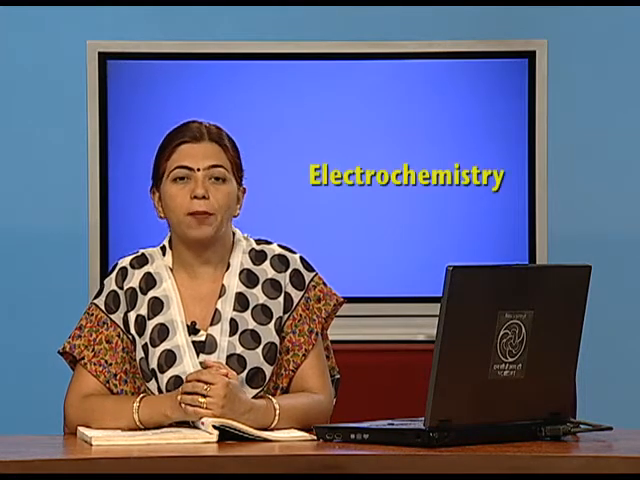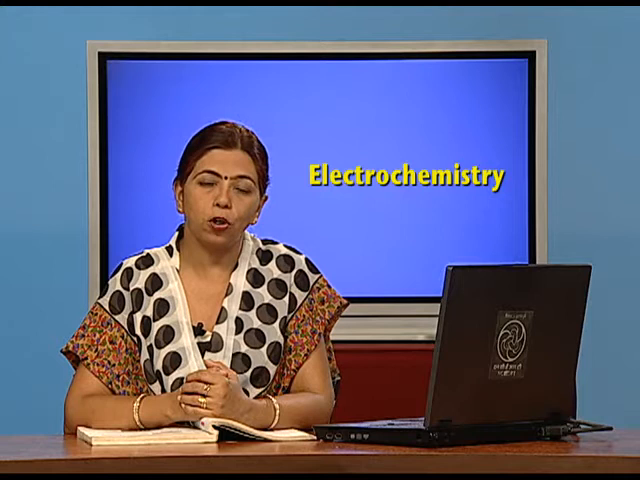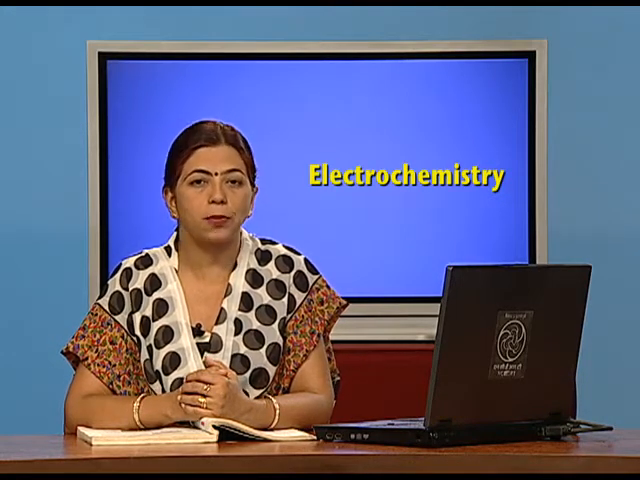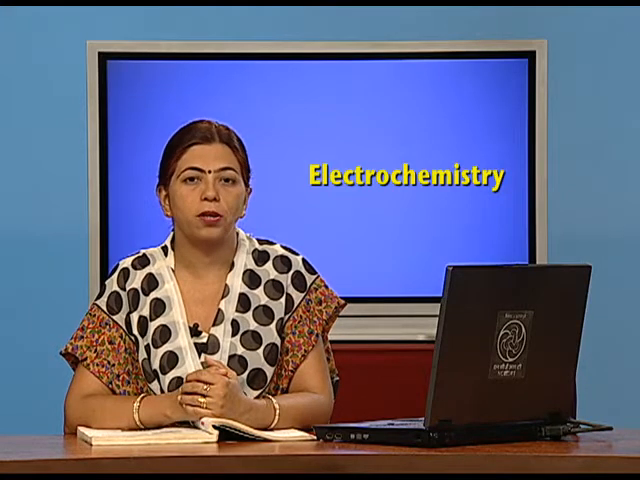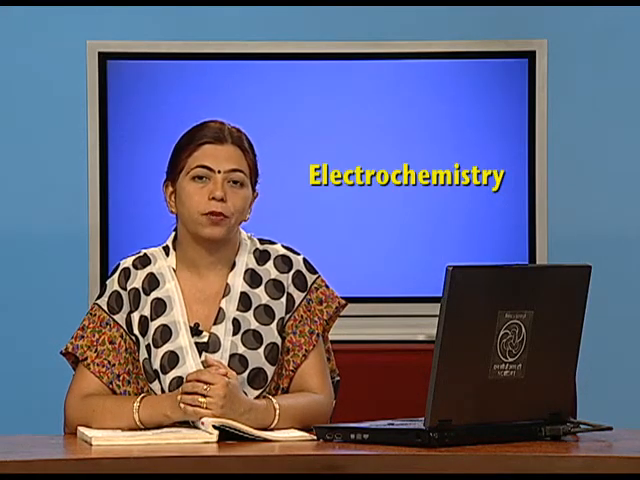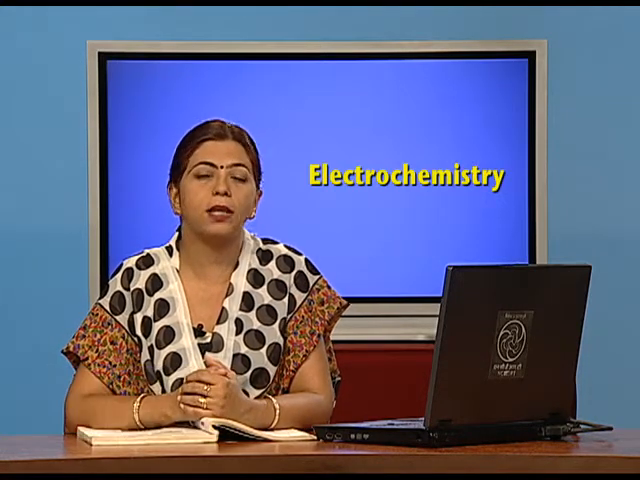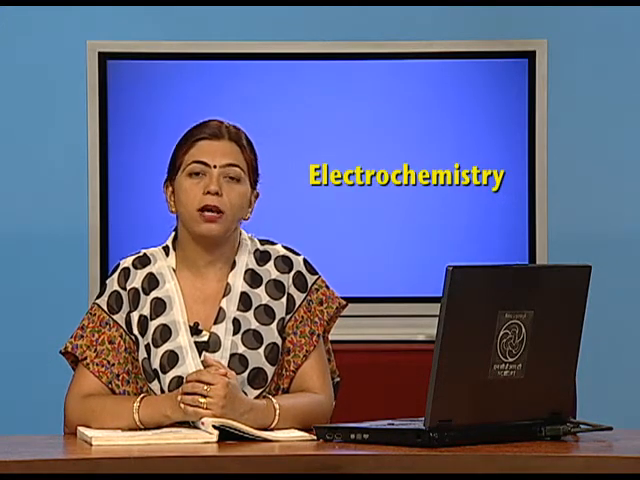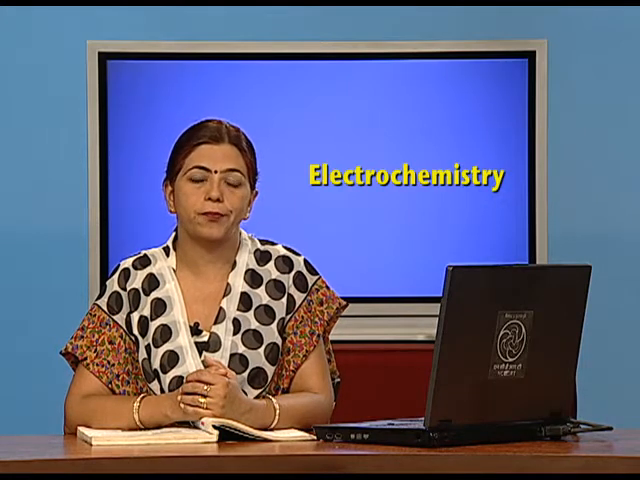Dear students, in the previous class, I have explained to you the primary and the secondary batteries. The primary batteries are those which cannot be used up again because they cannot be recharged, and when the chemicals are over or used up, we have to throw it away. The secondary batteries are those which can be recharged and can be used again and again. I also explained to you the construction and the working of the dry cell.